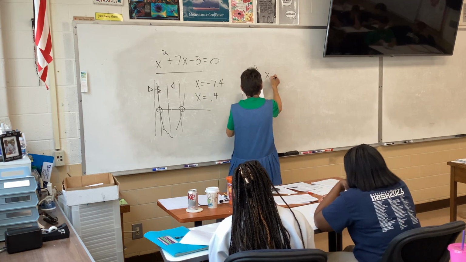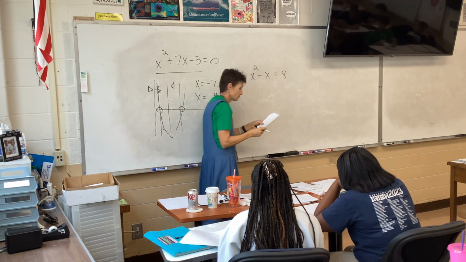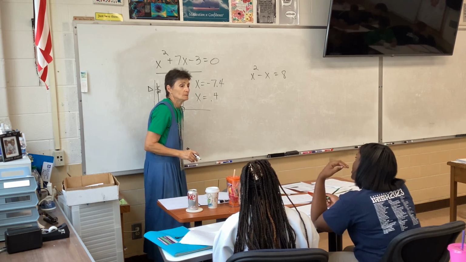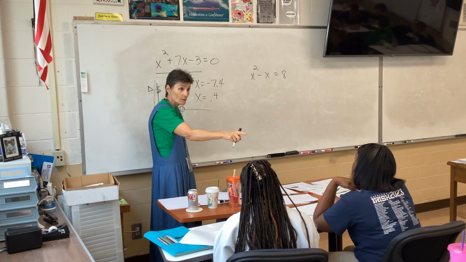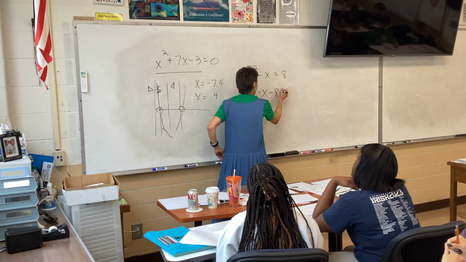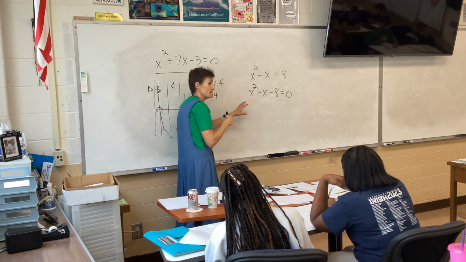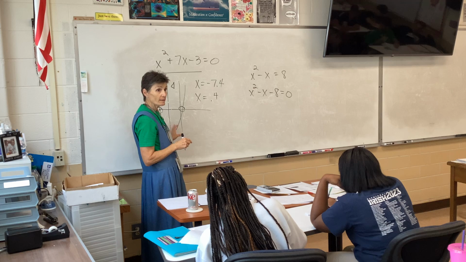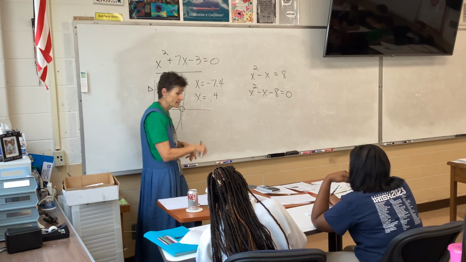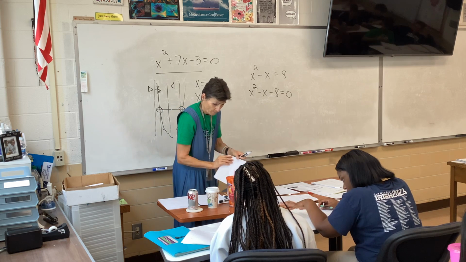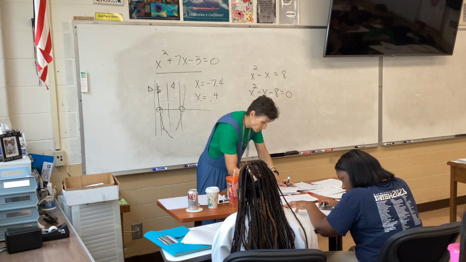X squared minus x equals 8. What are you going to do with that? So she says, I want to put it equal to 0 because if I put it equal to 0, I will do it exactly like this one. Right? Does that make sense to everybody? All right, let's do it. If you don't know how, lean over and ask your neighbor.